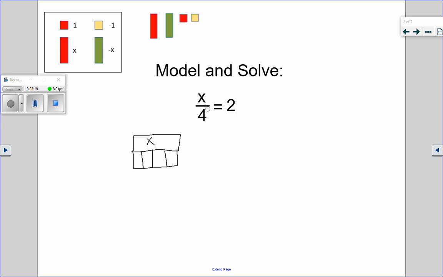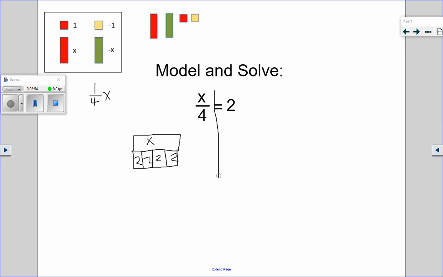Okay, it says x divided by 4 is 2. Well, x divided by 4 can also be written as 1/4 x. It means the exact same thing. So that means 1/4 of the x's is, that's that equal sign, is 2. So I'm going to write 2 inside. 1/4 of them is 2. That means this is also 2, and this is also 2, and this is also 2. So I know 2 plus 2 is 4, plus 2 is 6, plus 2 is 8. So I know that one of those x's would be equal to 8.